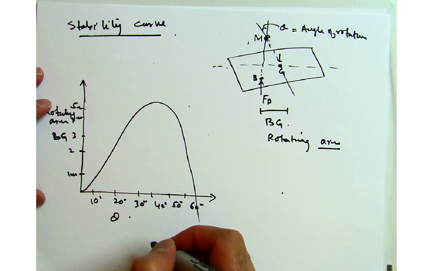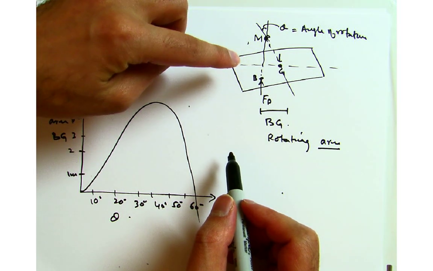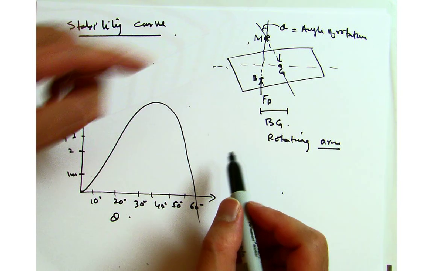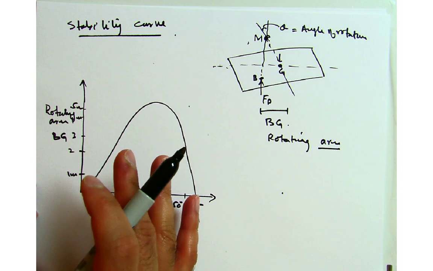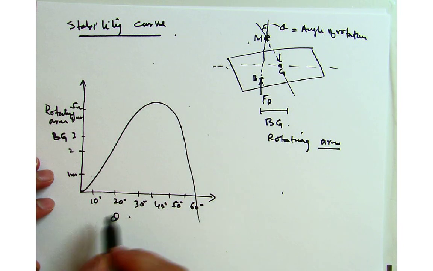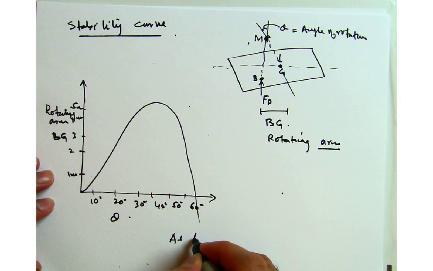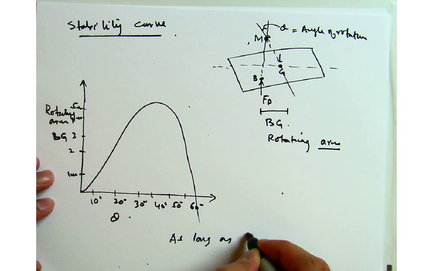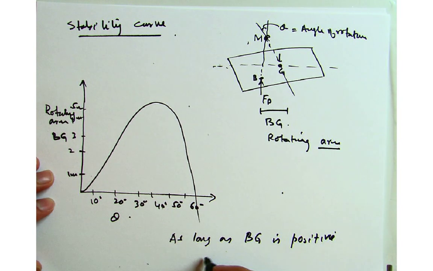So as long as GH, which is actually my BG, and I'm representing that as GH, but I should actually be calling this GB. But as long as this distance, BG, is positive, the ship is stable.